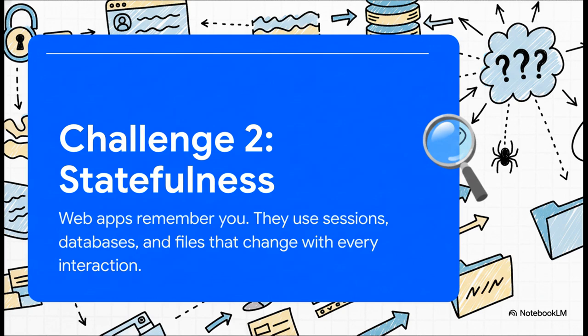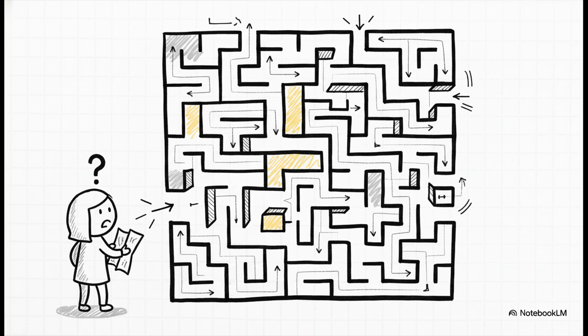All right, next big problem. Web apps have memory. They remember you. When you log in, they start a session. They're constantly talking to databases, changing files. Every single thing you do changes the state of the application. And that means every test you run could totally mess up the results of the very next test. It makes testing a complete nightmare.